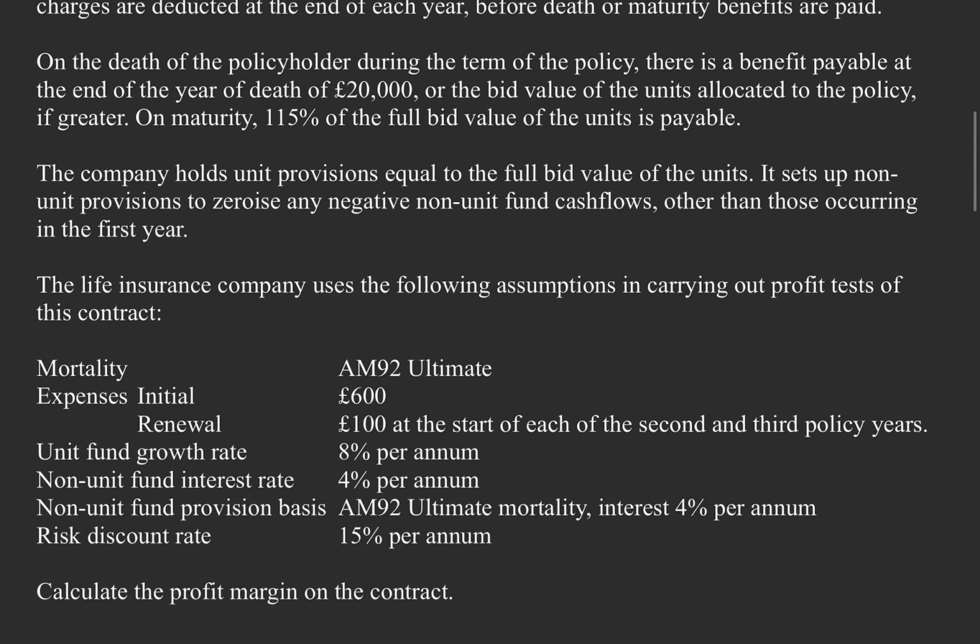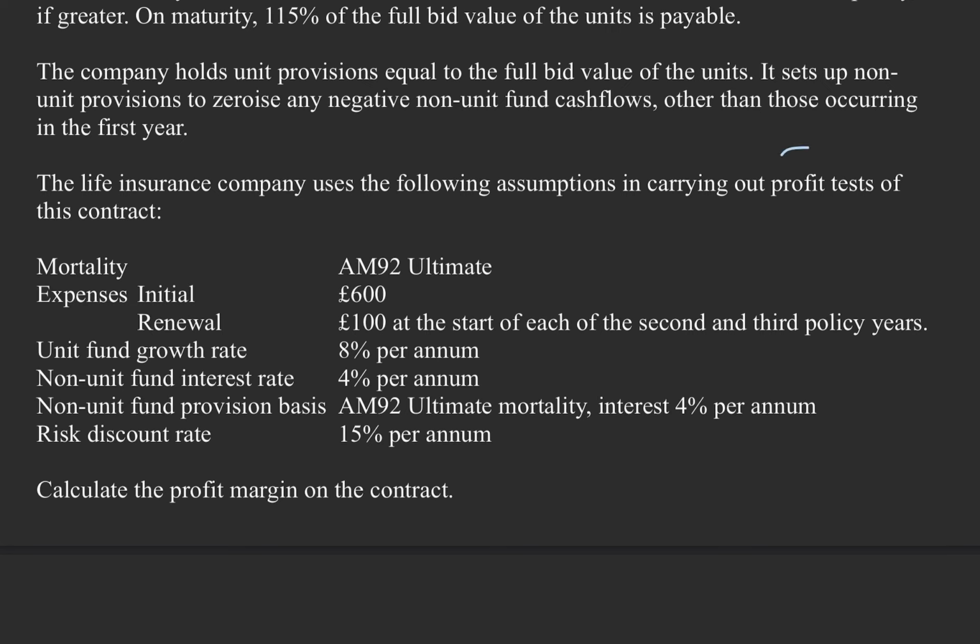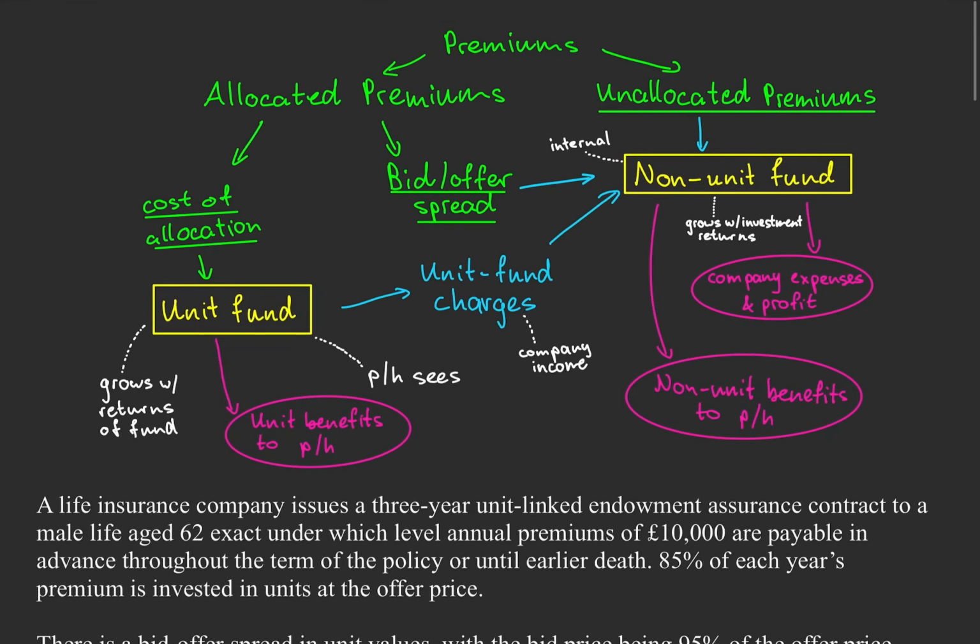Now, the life insurance company uses the following assumptions in carrying out profit tests of this contract. So it has ultimate mortality, initial and renewal expenses. We'll cover all of this when we're actually tabulating things. Then there's a unit fund growth rate of 8% and a non-unit fund growth rate of 4%. So that's the assumption that we're going to be holding for this profit test. So this unit fund grows with the returns of the fund, and we're saying that's at 8%. And this non-unit fund grows with the investments of the insurance company, and we're saying that's 4%.